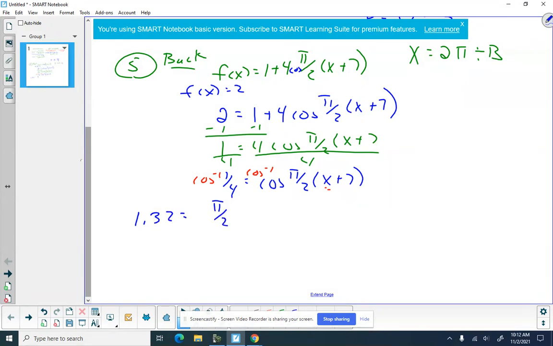So 1.32 equals pi over 2 x plus 7. But we took the inverse cosine. So to get our second value, when we're dealing with the inverse cosine, what's our second value going to be? Negative 1.32. Okay, we do the principal value and its opposite. So we have negative 1.32 equals pi over 2 x plus 7.